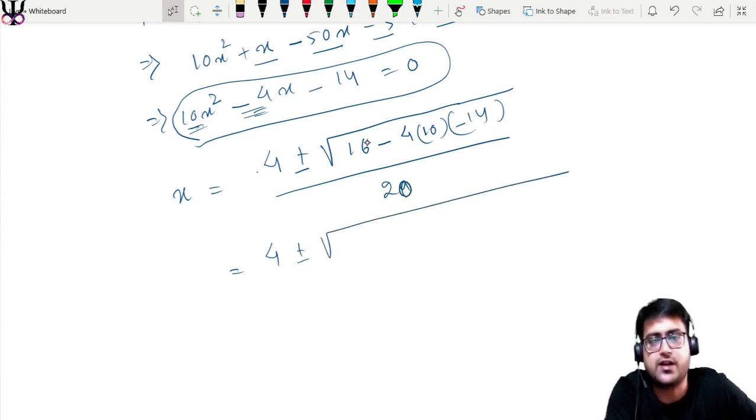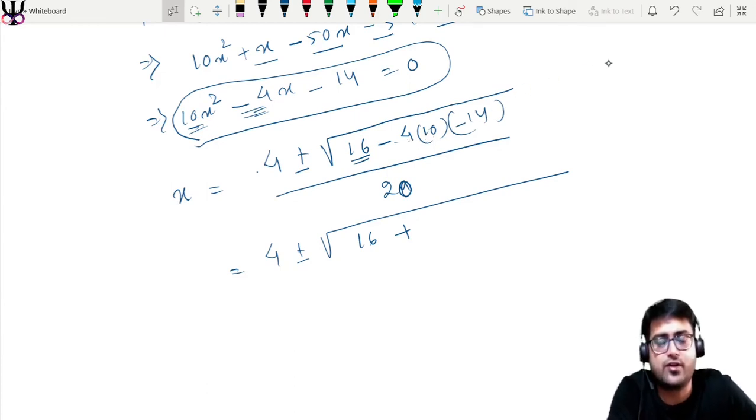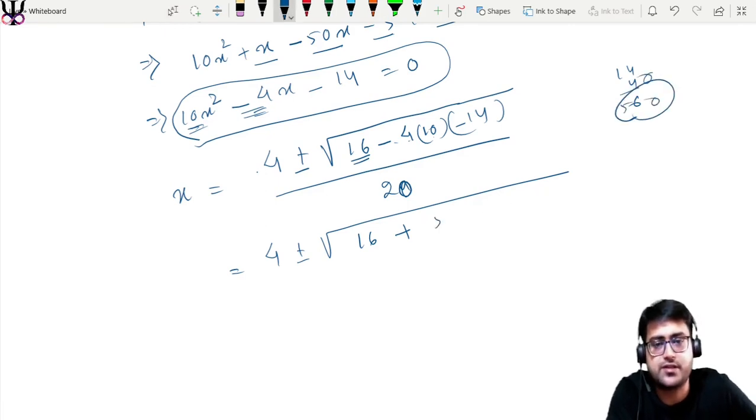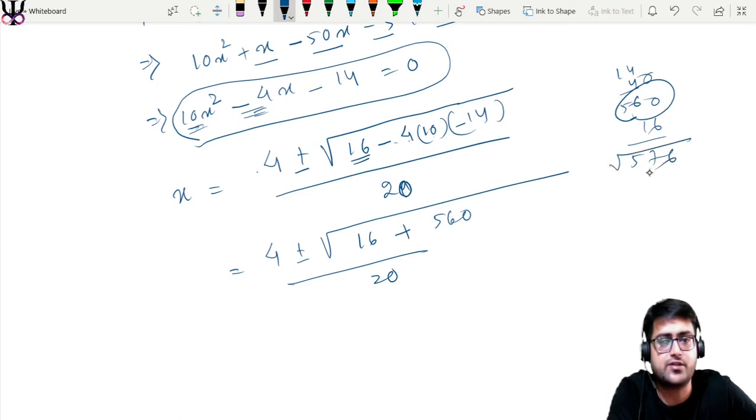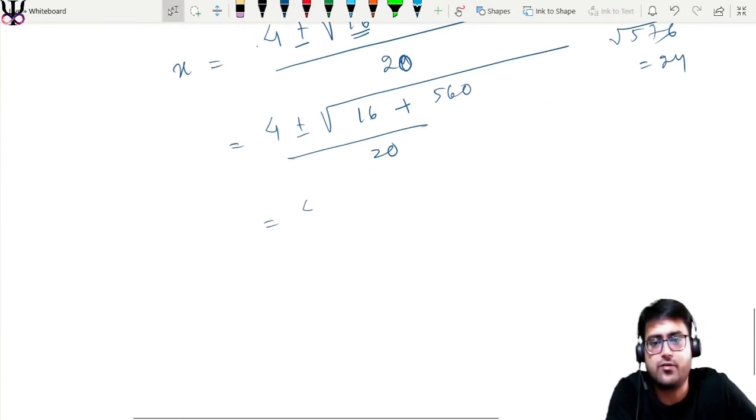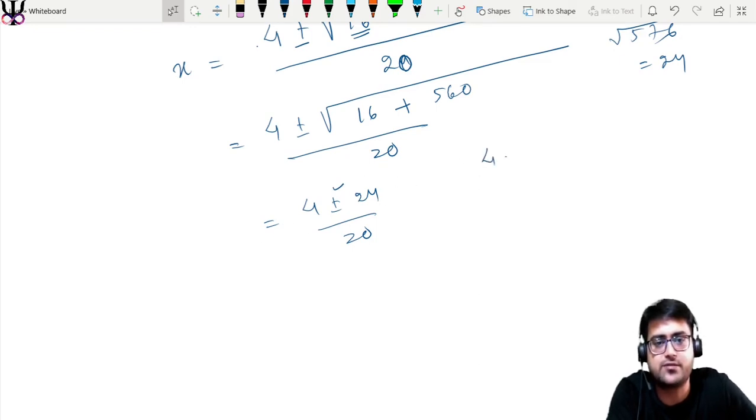So 4 plus or minus square root of, what is that? 16, minus minus plus, minus times minus is plus. So it is going to be 4 into 10 is 40, 40 into 14 is what? 560, right? So it's going to be 560 by 20. 16 plus 560 is 576. If you take the square root of it, I think it's going to be 24, correct? So it's going to be 4 plus or minus 24 by 20. So if you take the positive sign, x becomes 4 plus 24 by 20, which is 28 by 20.